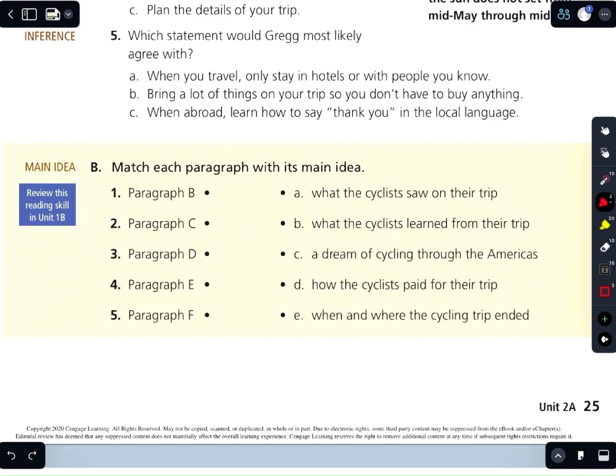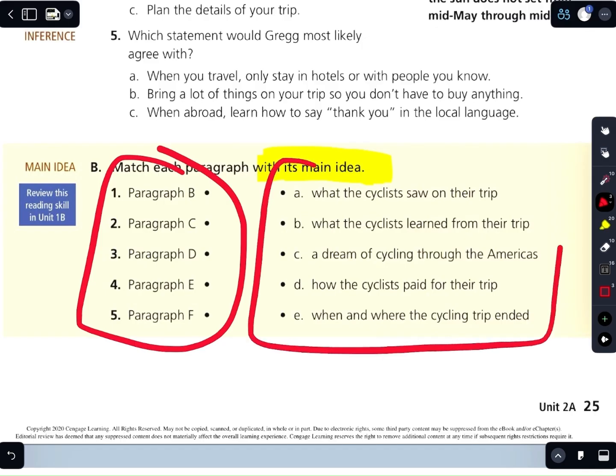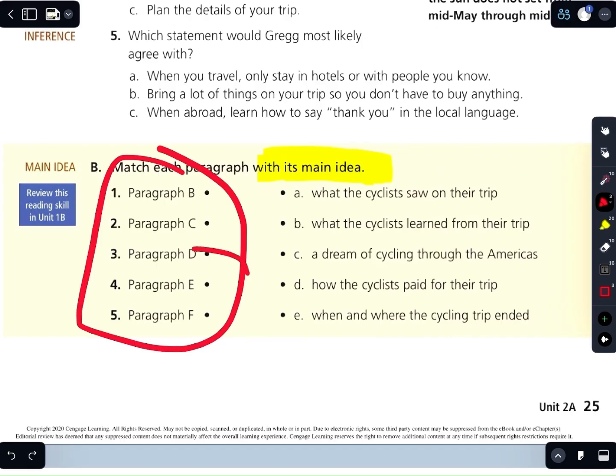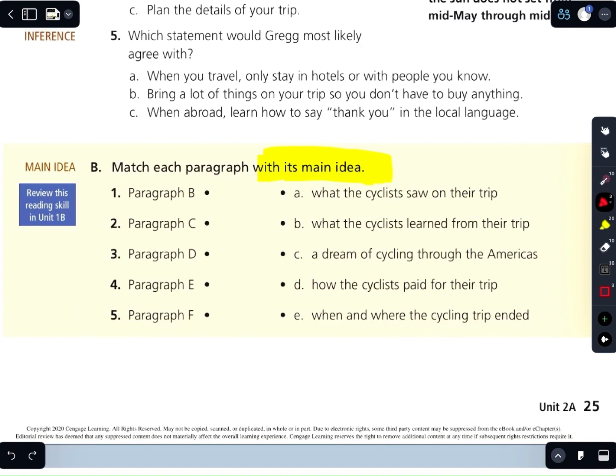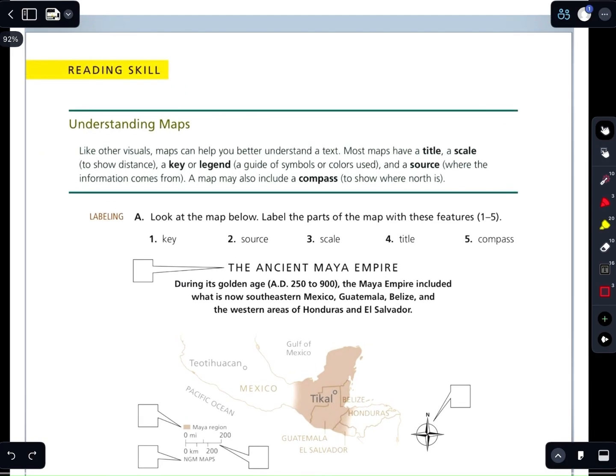All right, B, main idea. Match each paragraph with its main idea. Main ideas are very important to know. The main idea of a passage or a paragraph, those are really important because that's the main thing. It's the most important thing in each paragraph or in each passage. So think about all these and look at all the options they have and try to connect them. And that's it. And now we will move on to the reading skill.